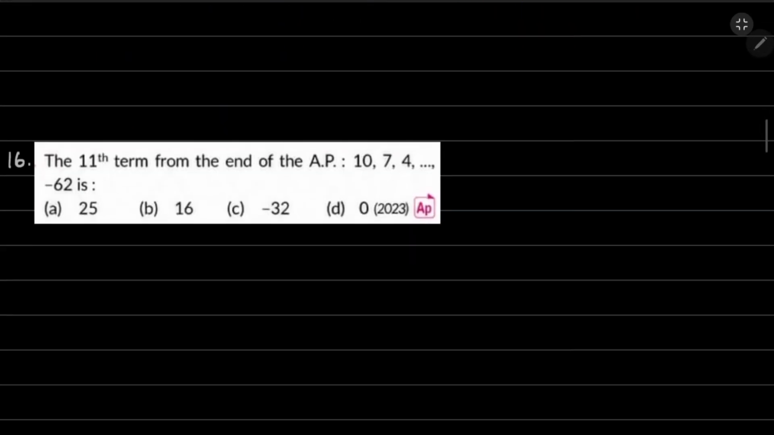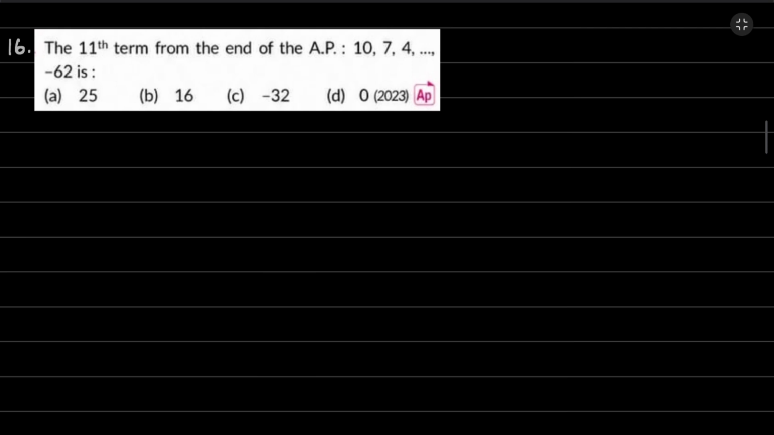Let's move on to the 16th question. The 11th term from the end of the AP. You have to do it the same way. You can flip your AP. So minus 62 will come to the front and become the first term, and so on, 4, 7 and 10. 10 will become the last term.